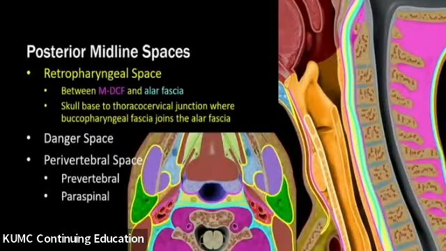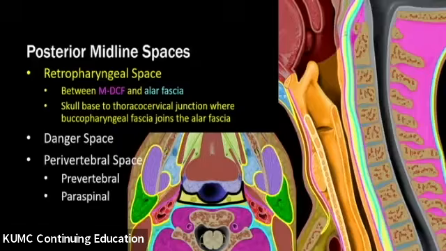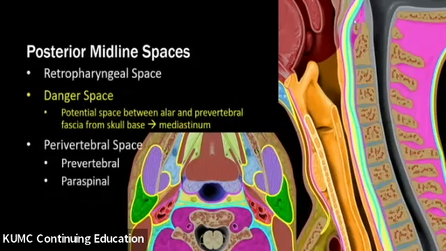The posterior midline spaces, so posterior to the pharyngeal mucosal space, and between that middle layer of the deep cervical fascia and the alar fascia, we have the retropharyngeal space. It extends to about the thoracocervical junction, where the buccopharyngeal fascia, which is a component of that middle layer, joins the alar fascia. Posterior to that, we have the danger space, which is between that alar fascia and the prevertebral fascia. And it's important because it extends from the skull base to the mediastinum, allowing for disease to spread to the chest from the neck.